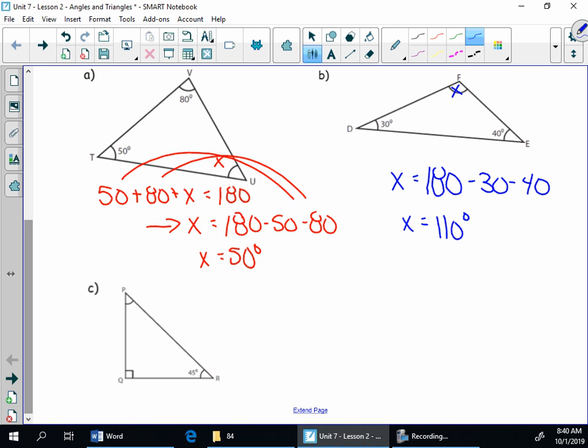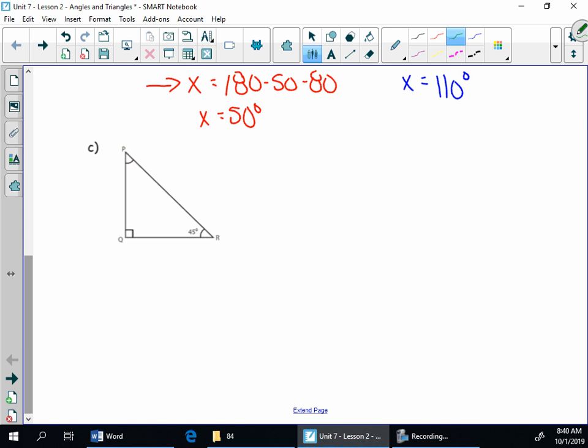And the third one, what do we got here? It's still a triangle, so I can find missing angle x. 180 minus 45 minus the other one. What is the other one? It's a box. That's a trick way of telling us an angle. We know that's 90. So if I subtract them all, I get x is 45 degrees. Okay, pretty quick to do this, right?